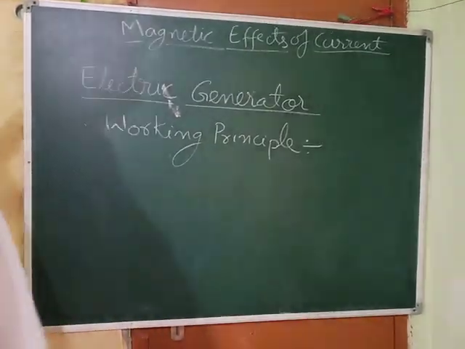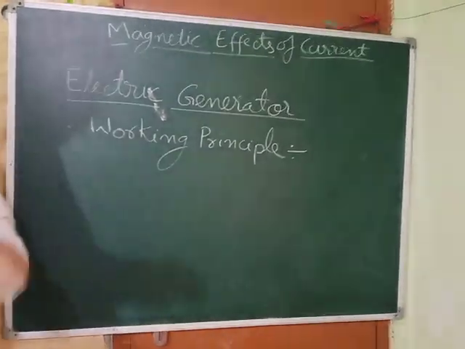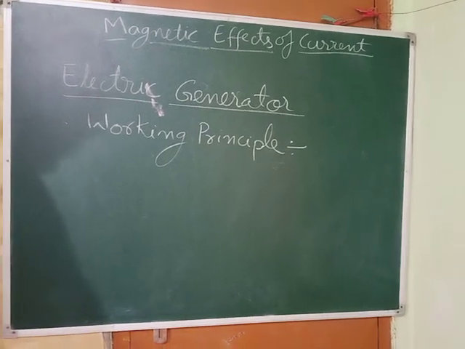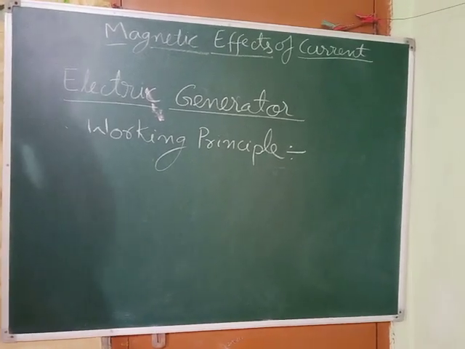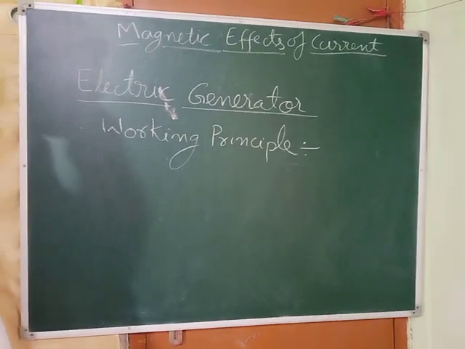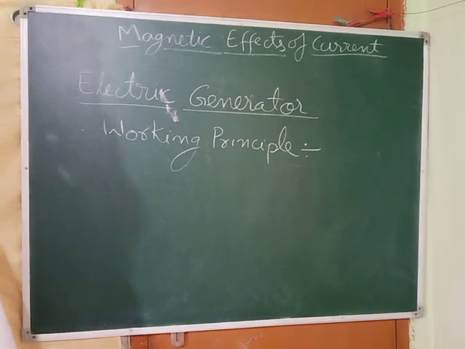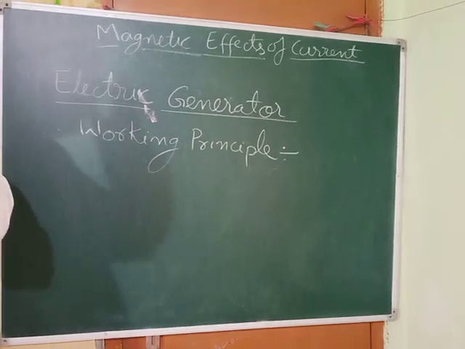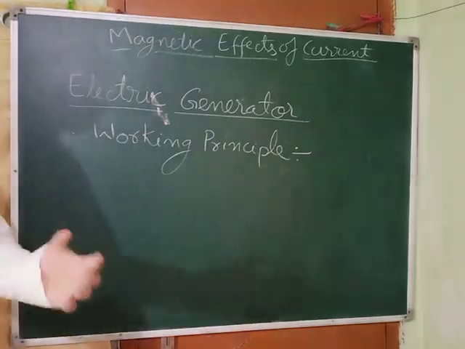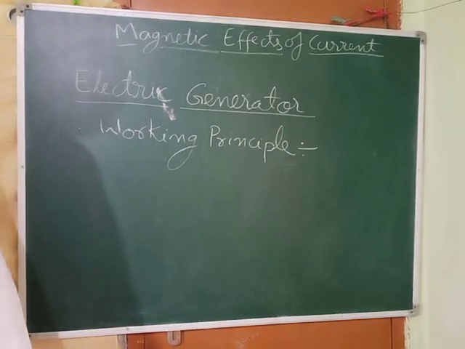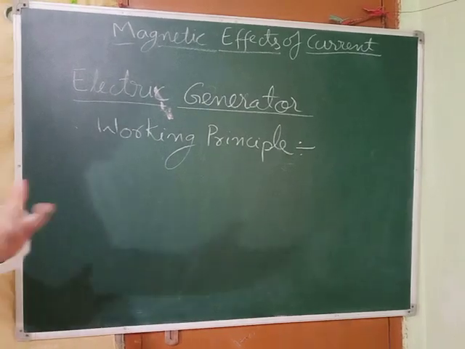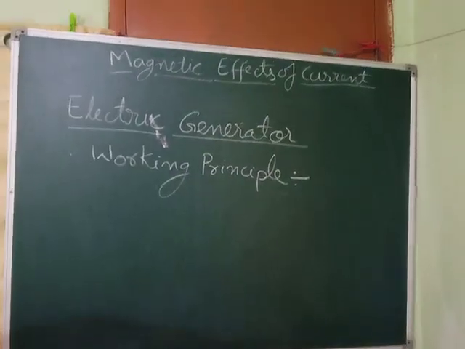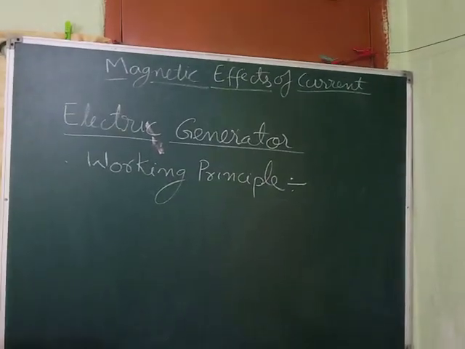Clear? Now, after this, what you will do? Next is the construction. Now see, actually before going to the construction, let me tell you, generator is of two types, AC and DC. But AC is there in our syllabus. DC is not in our syllabus. So no need to worry about AC and DC.